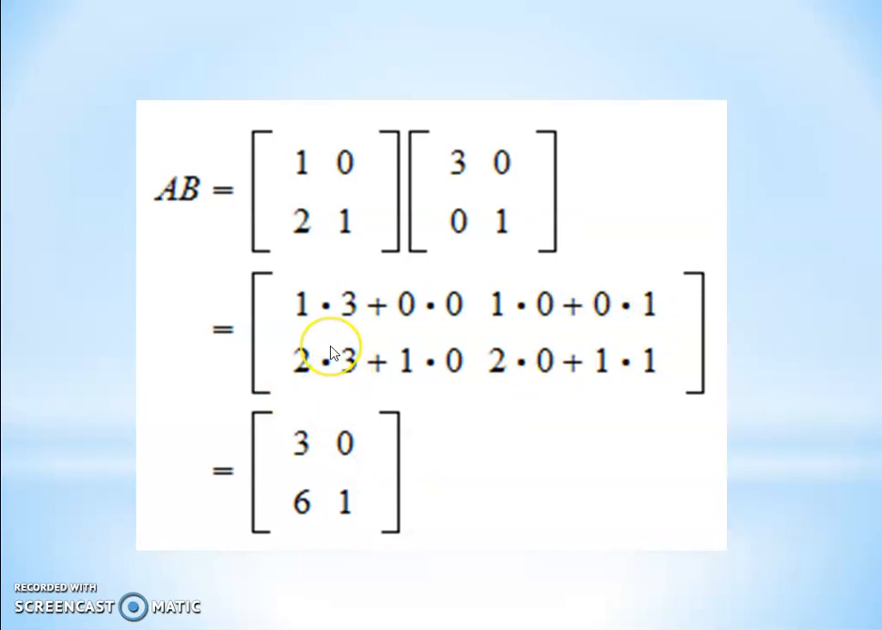2 into 3 is obviously 6 plus 1 into 0 is 0. So that's why the final answer is 6. And 2 into 0 is 0, and 1 into 1 is 1. So we derive the final answer: 3, 0, 6, 1.